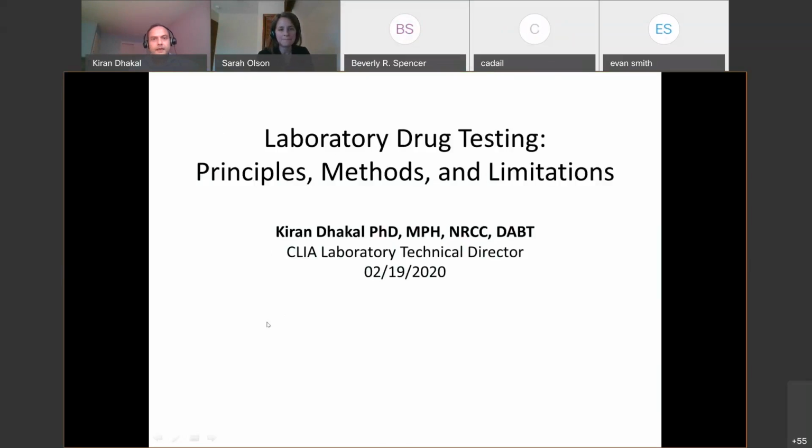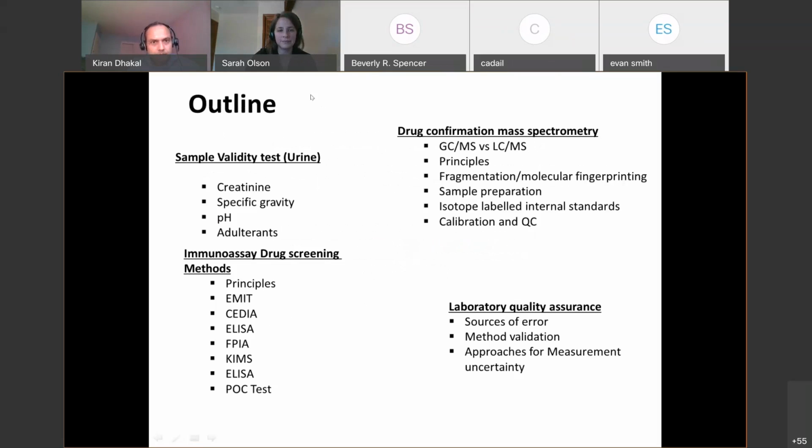Looks good. Okay, good. So today I'm going to present about laboratory drug testing, more in the techniques and principle behind the test. This is the outline of my presentation. I'll cover 4 sections in this presentation: sample validity test, basically the validity of the urine specimen; immunoassay drug screening methods; confirmation of drug testing by mass spectrometry; and laboratory quality assurance of testing result.